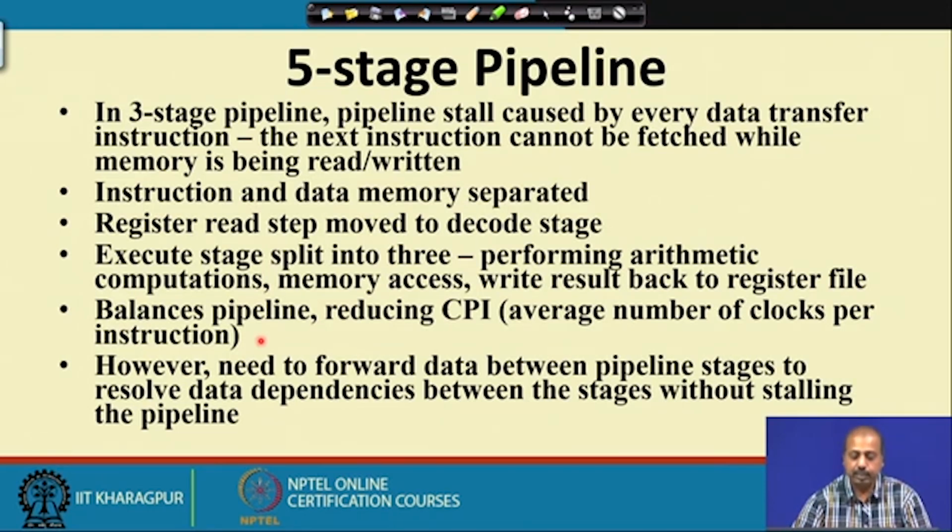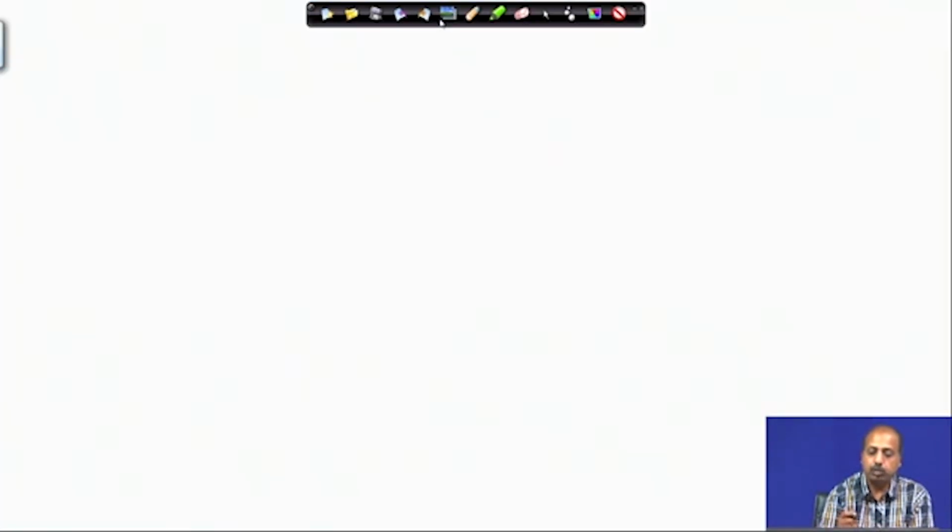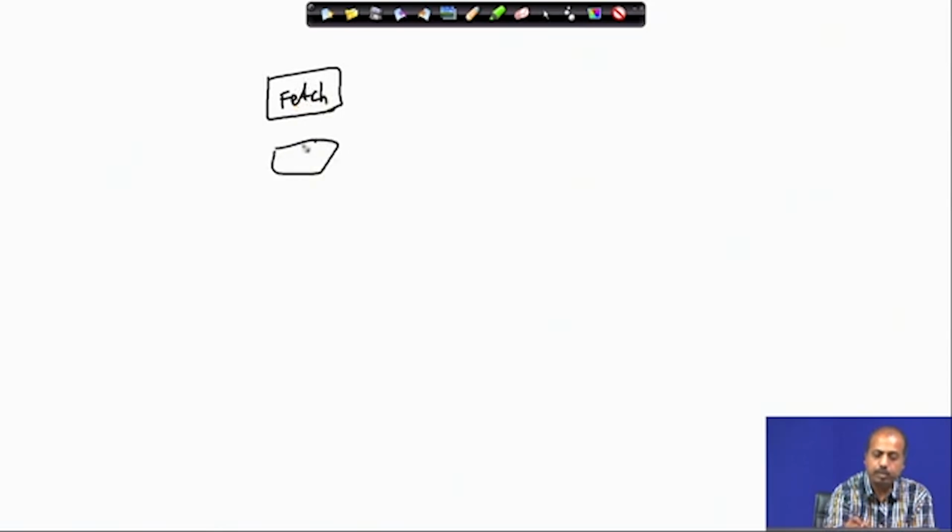However, it leads to another problem which is known as data forwarding. So, what is data forwarding? It is like this. We had a 3 stage pipeline: fetch, decode and execute, and this execute was 3 stages. The first stage was register read, then the next stage was the computation, and the third stage was the writing back. So, these were the 3 stages.